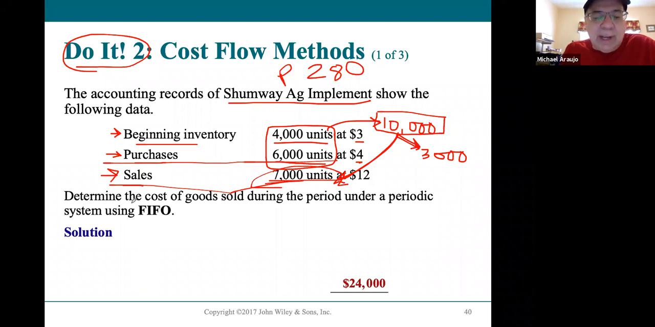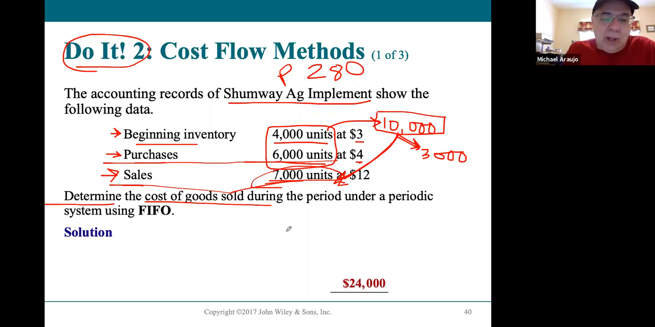So what does the question ask us? There's only two parts to this, any question in this chapter. What's the cost of goods sold, and what's the ending inventory? Those are the only two questions you're ever going to get asked in this part of the chapter, because that's the only thing these methods will tell us.